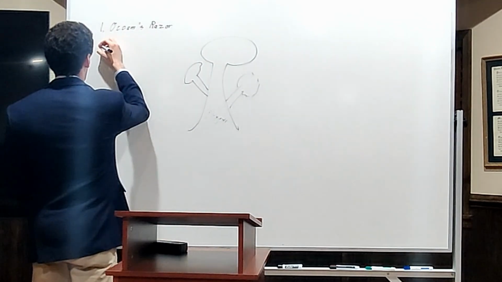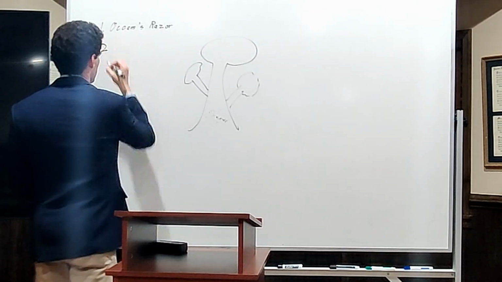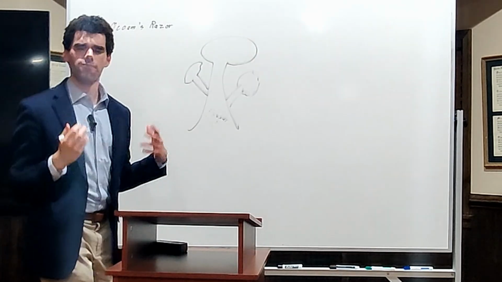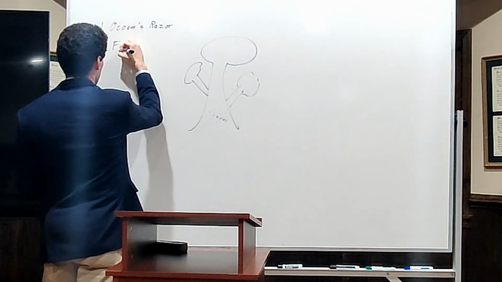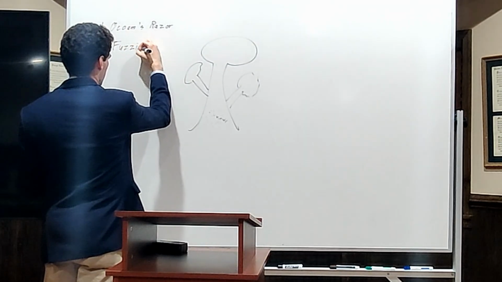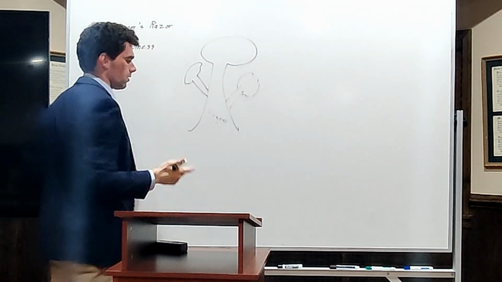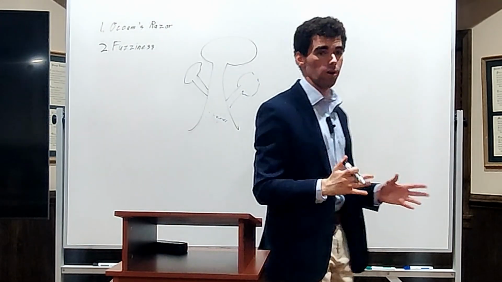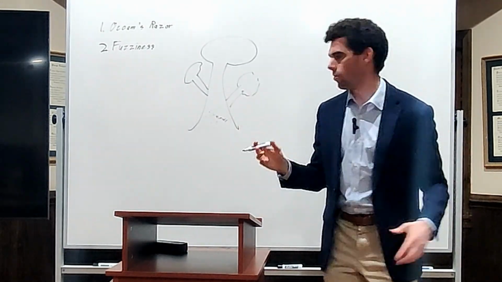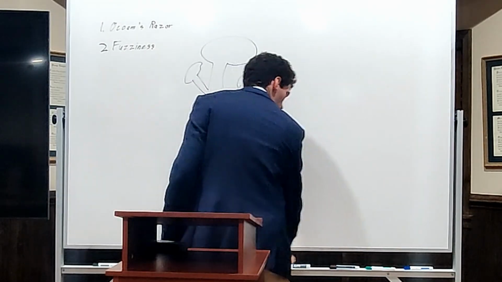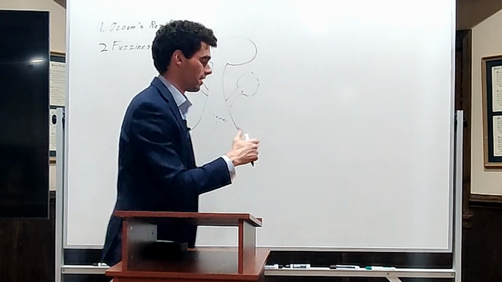The second argument is just from what I would call the fuzziness, for lack of a more technical term, of essentialism. So the fuzziness argument. And the point here is just that sometimes it's really, really hard to tell when one essence becomes another. So let's take an example. Hopefully this blue marker works, because that would be ideal.